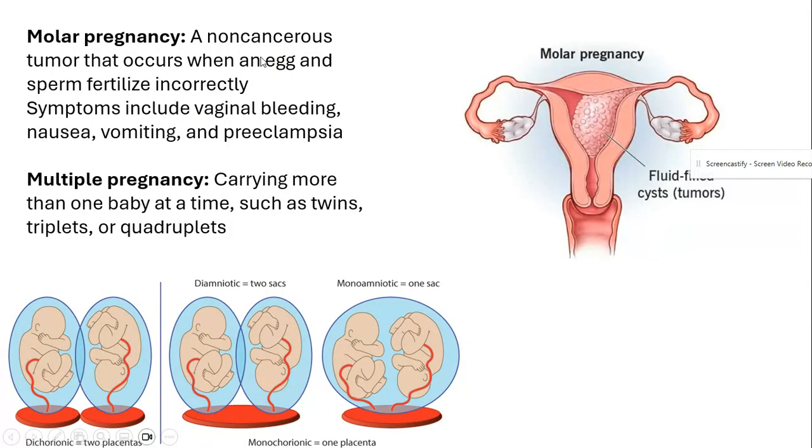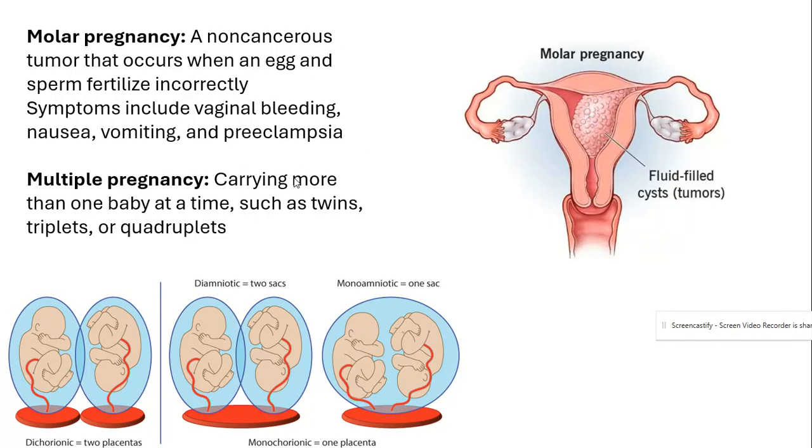Molar pregnancy, a non-cancerous tumor that occurs when an egg and sperm fertilize incorrectly. Symptoms include vaginal bleeding, nausea, vomiting, and preeclampsia. All right. So as you can see here, fluid-filled cyst tumors, that is molar pregnancy. If you have so much tumor, there is actually no space to develop.